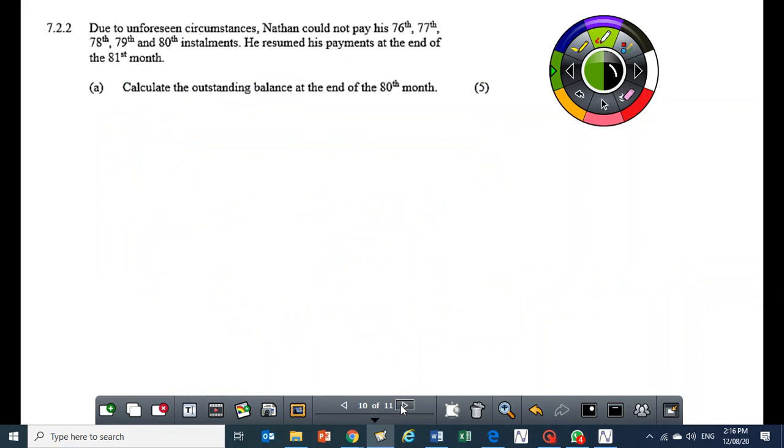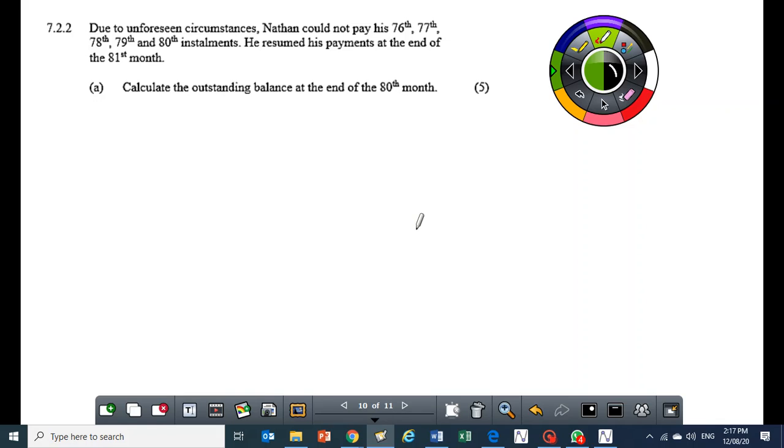Then 7.2.1. Now, due to some unforeseen circumstances, Nathan could not pay his 76th, 77th, 78th, 79th, and the 80th installments. So there were 5 payments that were skipped. He resumed his payment at the end of the 81st month. Calculate the outstanding balance at the end of the 80th month.